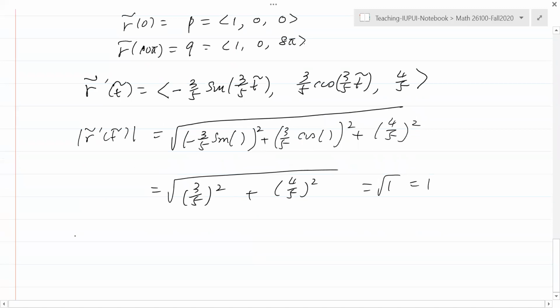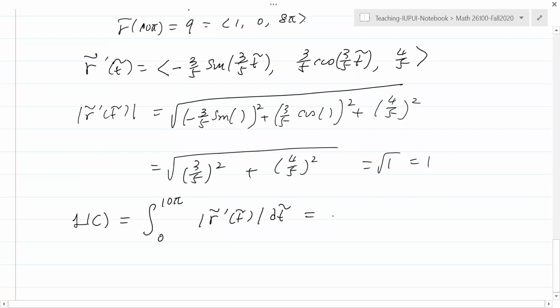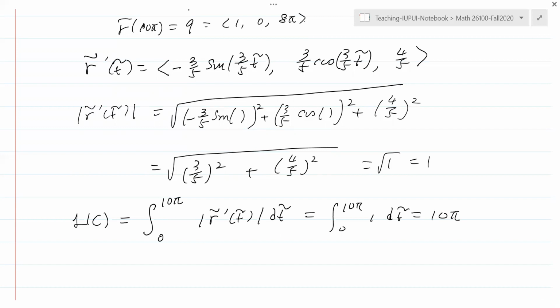And if you want to use this formula, this vector equation, to find the length, it is the integral from 0 to 10 pi of the length of R tilde prime. Using the new parameter T tilde, you end up with the same result, 8 pi. So it really doesn't matter which parameter you use.